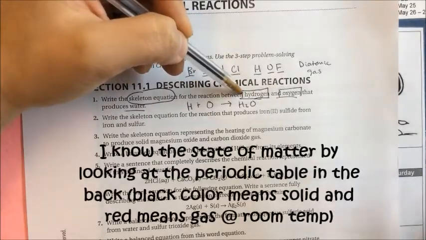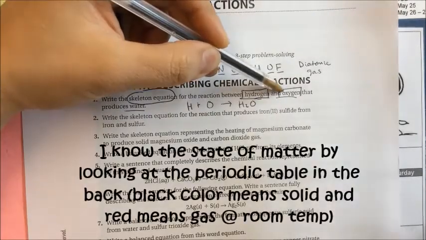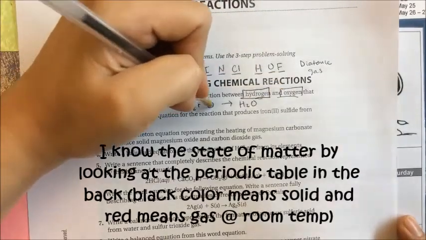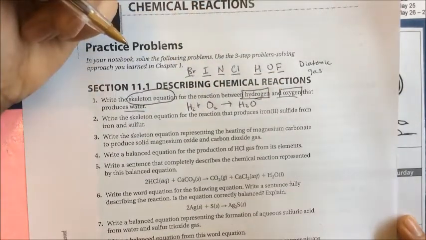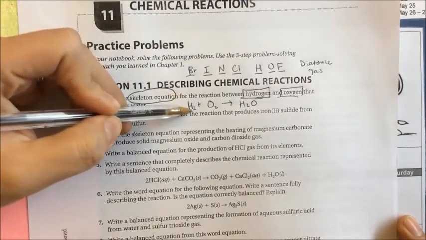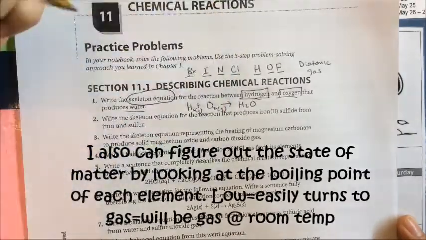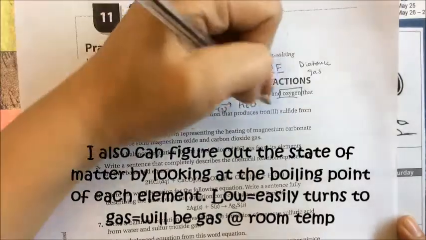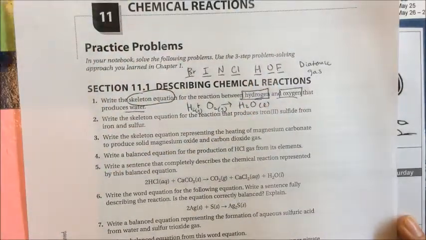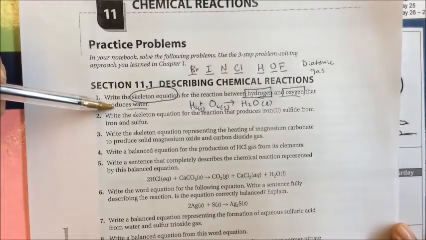So I know that hydrogen is a gas, oxygen is also a gas, and so I know they both have to be diatomic, so I need to have the 2 on both sides. I can also go ahead and write the state of matter, which is gas and gas for this one. I know water is a liquid, and that would be my answer for number 1.